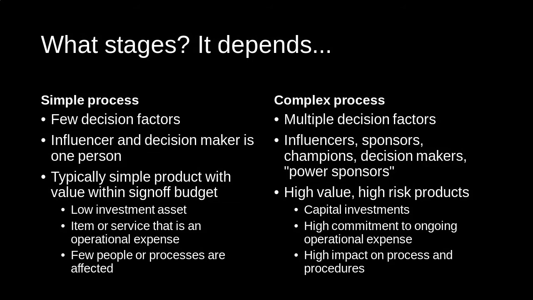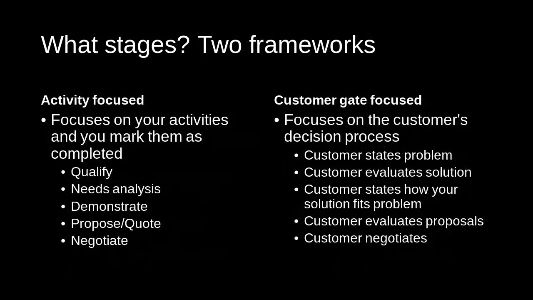So you can look at it from the process of what you're selling. Is it simple or is it complex? You can also look at the customer's buying process. What are the activities that you need to go through? So you can build a funnel that is very functional, focusing on the activities that you need to do. So I need to qualify, I need to do needs analysis, I need to demonstrate, I need to propose, I need to negotiate. Or you can look at your customer gates. And the customer gates typically reflect more into the more complex sales because they just have more customer gates, right? So focus on customer gates, such as the customer stating the problem with you.